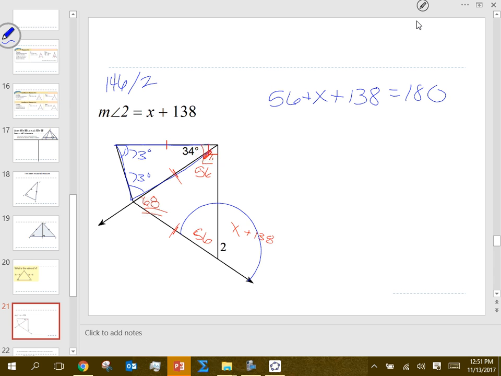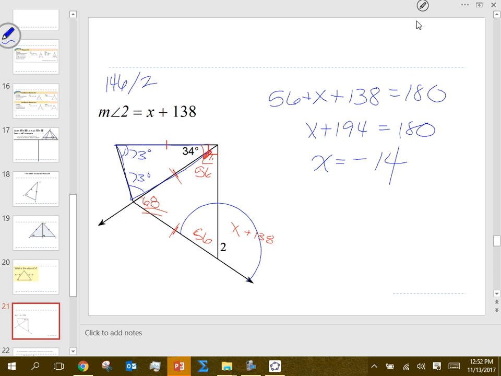What's 56 plus 138? What's 50 plus 130? 180, right? What's 6 plus 8? 14. What's 180 plus 14? 194. Okay, so x plus 194 equals 180, so x is negative 14. Can x be negative 14? Yes. x can be anything it wants to be, right? Anything the algebra tells us that it is, it's fine.